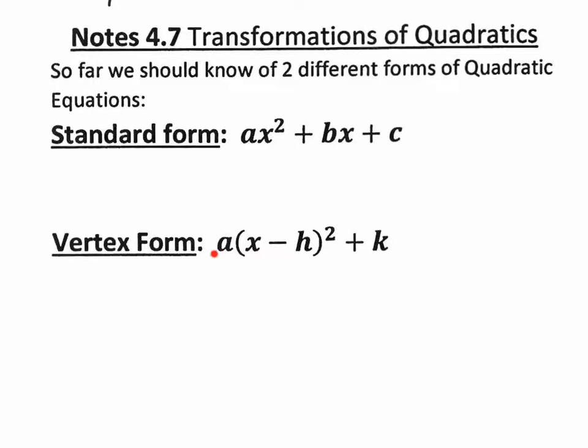The vertex form is amazing because not only do you have that A that tells you if it opens up or down, but it also tells you H and K, which is technically your vertex. That's why they call it vertex form. All you got to do is think opposite on H.